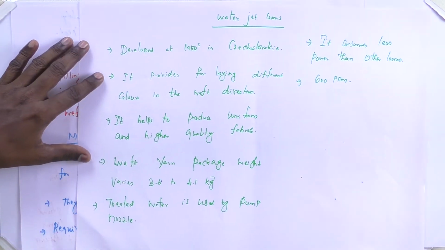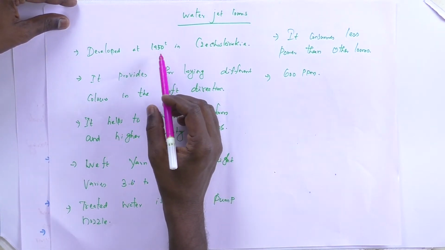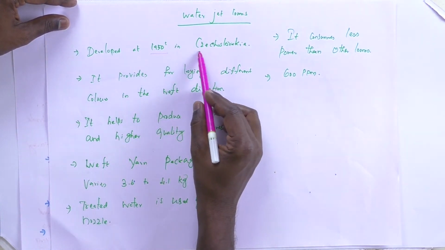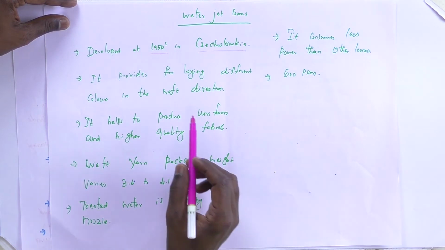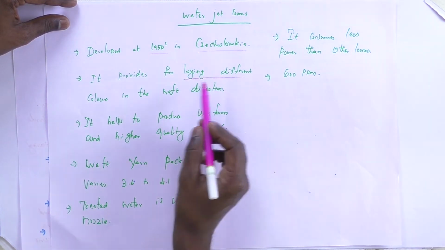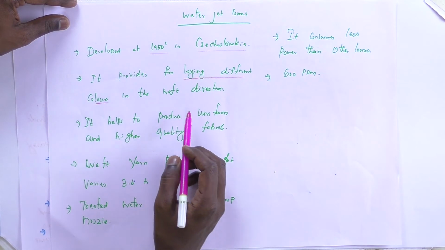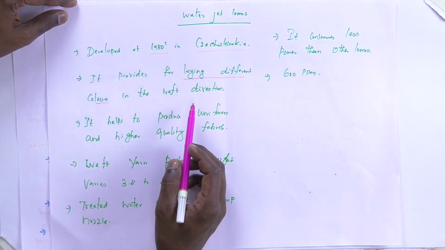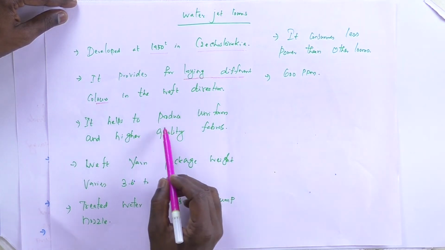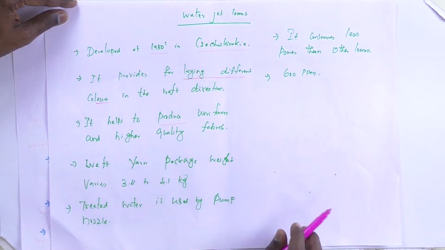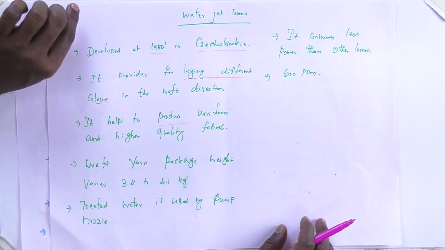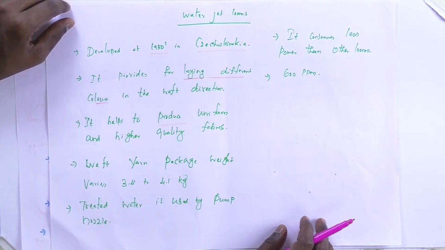The water jet loom was developed around the 1950s in Czechoslovakia. It provides for laying different colors in the weft yarn direction. So it is easily possible to insert different colors of weft yarn by using a water jet loom, and it helps to produce uniform and high quality fabrics. Compared to the quality of fabrics produced on the shuttle loom and other types of looms, the water jet loom quality is high.